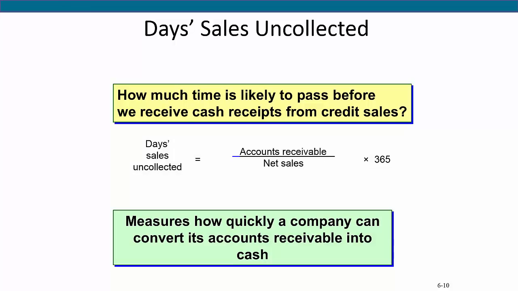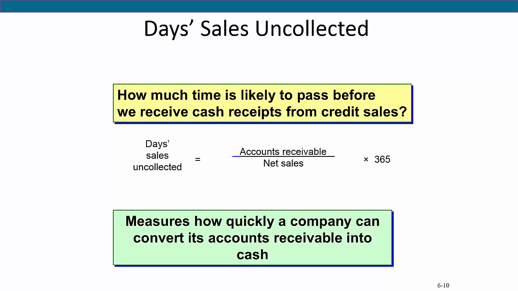An important part of cash management is monitoring the receipt of cash from our receivables. Now, because most companies sell on credit to attract customers, cash receipts from customers are delayed until accounts receivable are collected. If customers who owe money to the company delay their payment, the company might find it difficult to pay their own obligations when they are due. One measure of how quickly a company can convert its accounts receivable into cash is the days sales uncollected, also called the days sales in receivables.